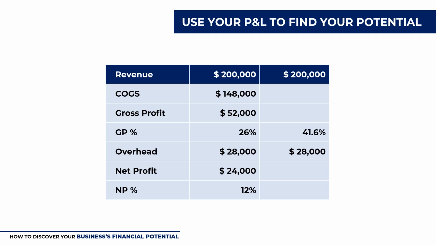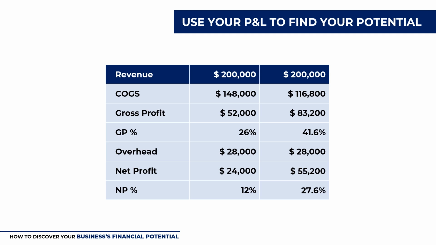We know if we multiply that percentage times our revenue, we'll find our gross profit, which comes to $83,200. Since we know that our gross profit and COGS always equal our revenue, we can subtract our $83,200 gross profit from our $200,000 revenue, and we see that our COGS is now $116,800. To complete our P&L, we subtract our overhead from our gross profit to see that we now have a net profit of $55,200, which is a net profit percentage of 27.6%.